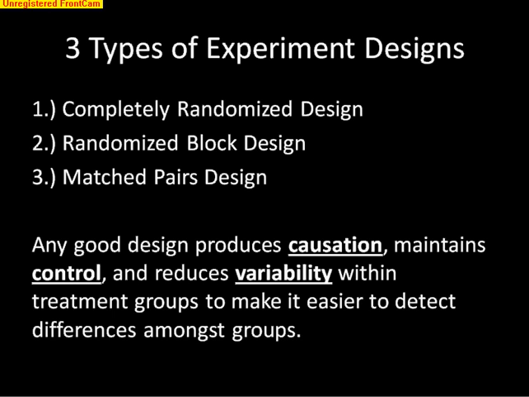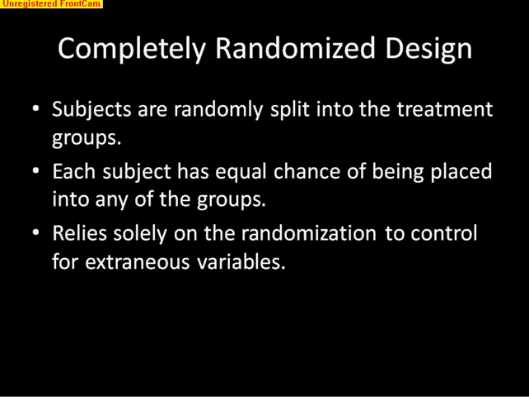So the three different types are completely randomized design, a randomized block design, that's that fourth principle, blocking, we'll talk about in a second, and a matched pairs design. We're going to go through these a lot in class, but I want to briefly go through them right now. A completely randomized design means subjects are randomly split into the treatment groups. Each subject has a completely equal chance of being placed into any of the groups, relying solely on randomization to control for extraneous variables.